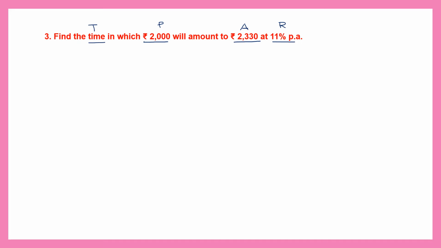Now what is the formula to find time? We'll just write it down here by the side. T is time. Time is equal to simple interest into 100 divided by P into R. Now let's see whether we have all these. Time we don't have. This is what we're going to find out. Do we have all the others? That is, do we have simple interest? Do we have principal? Do we have rate of interest?